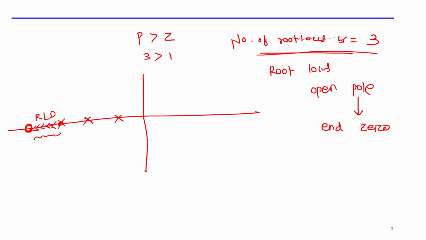But the remaining two poles are there. So how will they move and where will they reach? That is my question. Where will they end? They have to end on an open loop transfer function zero. But the open loop transfer function zeros are only 1, while there are still two poles. So where will they end? Are you getting my point? Do you understand my question?